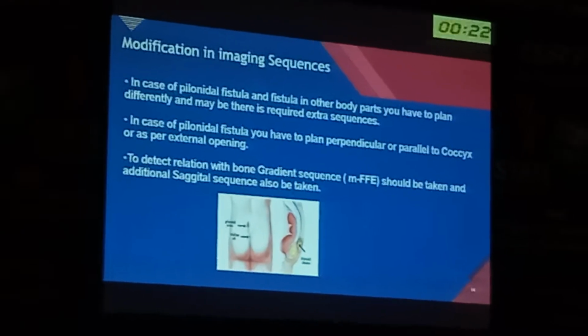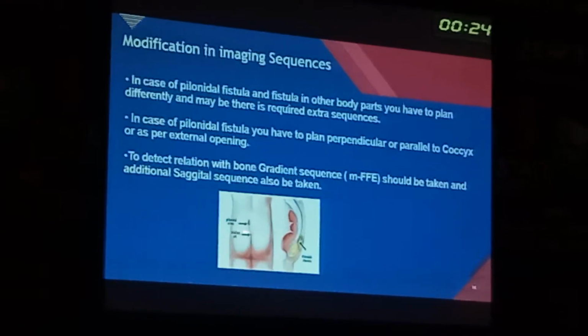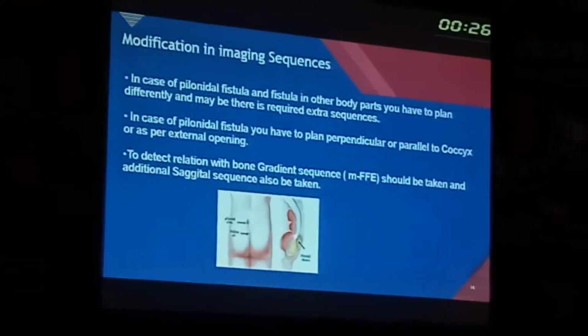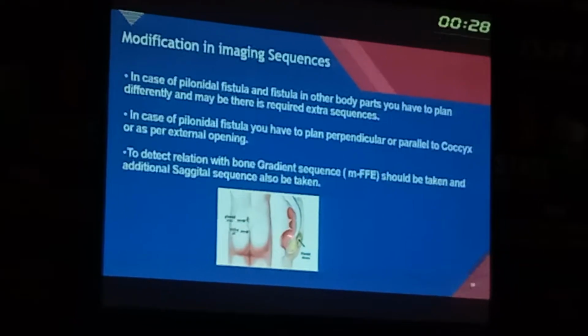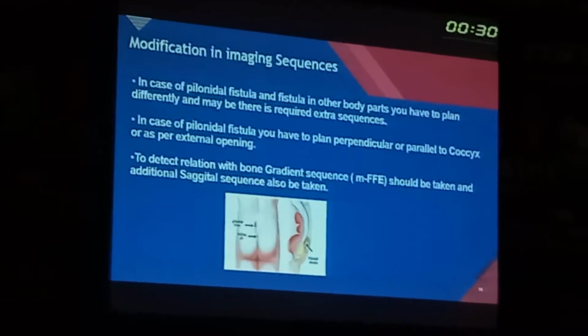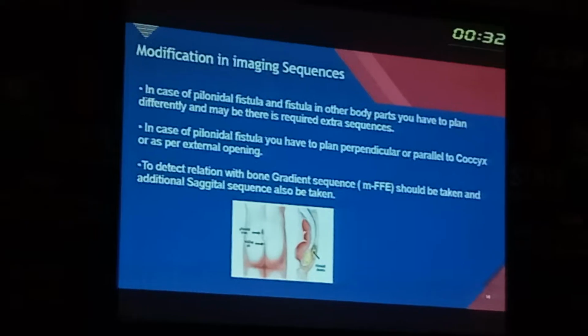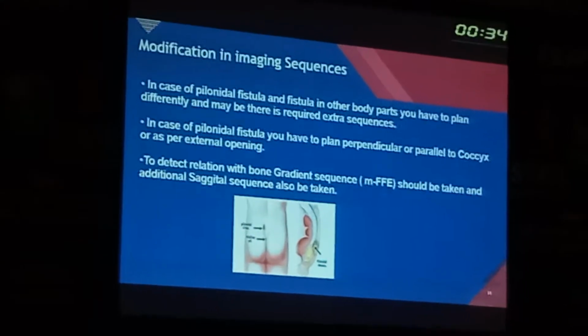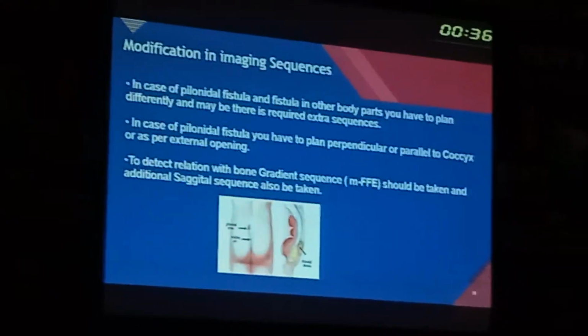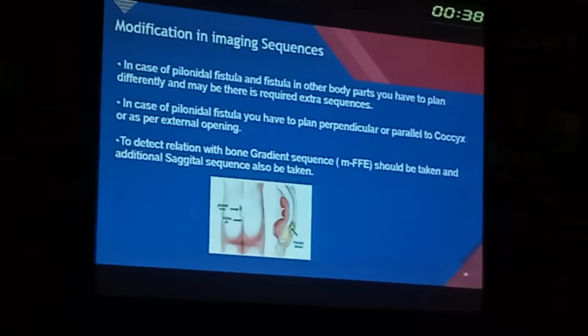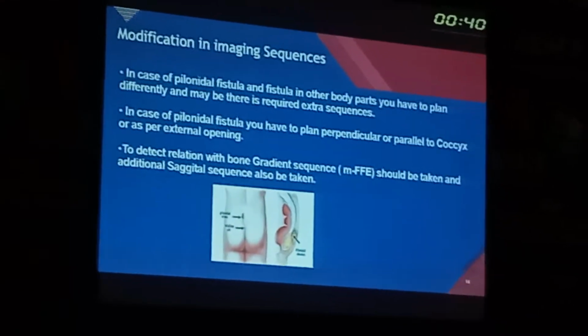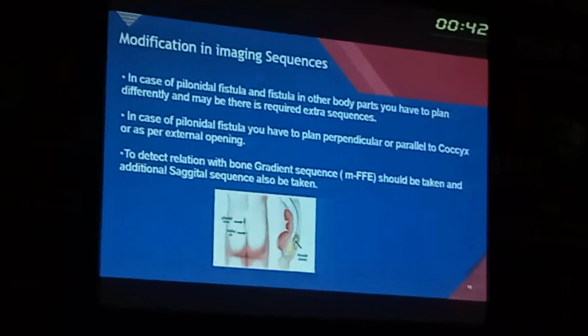For that fistula, you should not plan like the normal perianal fistula. Then you have to plan in this plane, normal axial, normal coronal, or as per the sinus tract. And here you also have to take the gradient echo sequence to detect any relations of the fistula with the bone, that is, bony erosion like that.